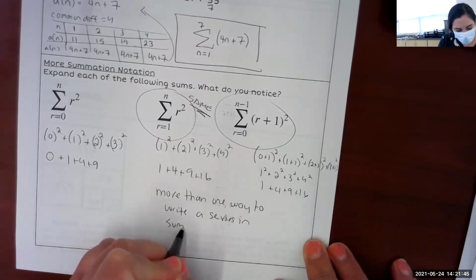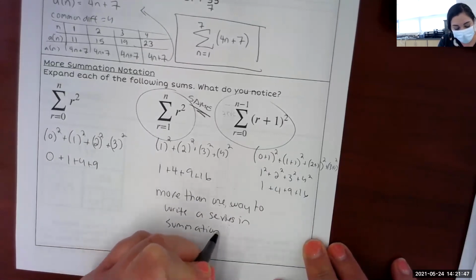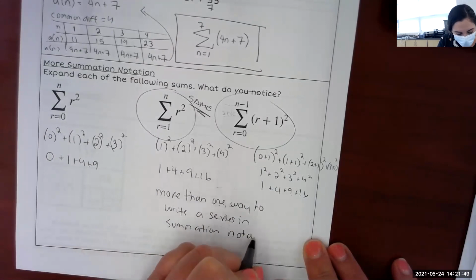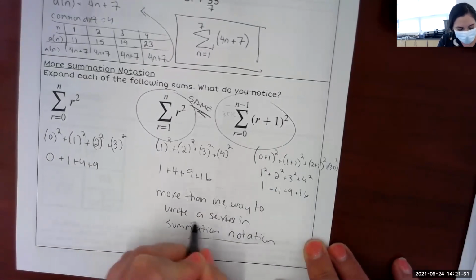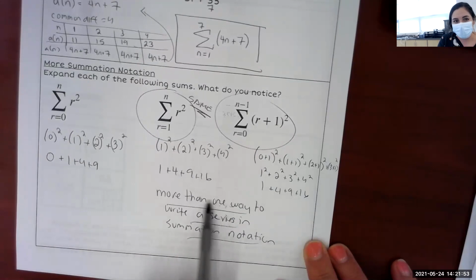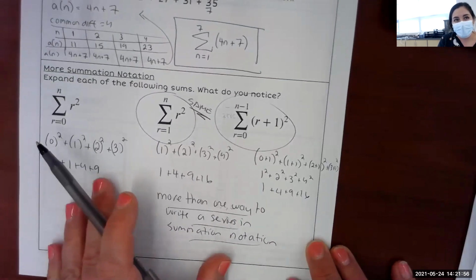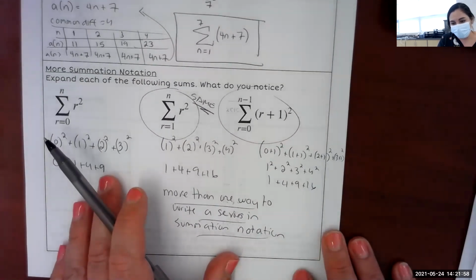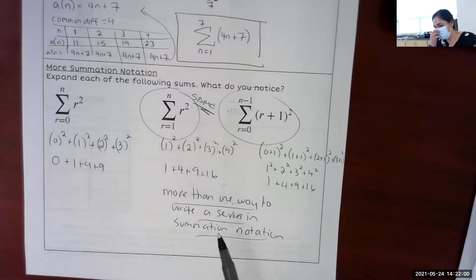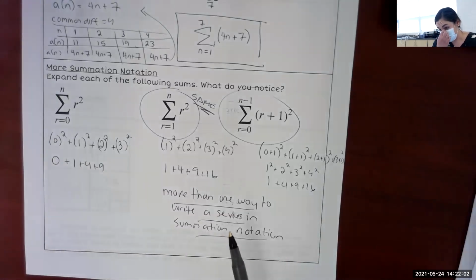Okay, so I just want to make sure that you all have that idea in the back of your minds. There's more than one way to write a series in summation notation. It's not just one size fits all, okay? All right. Any other questions or anything right at the moment for me?